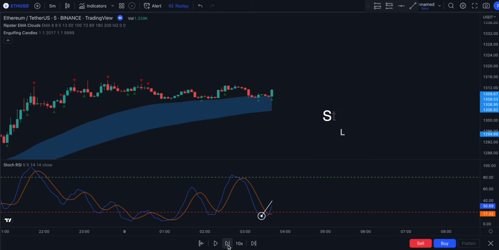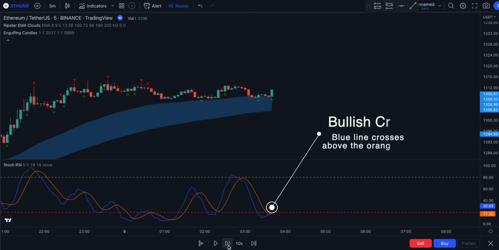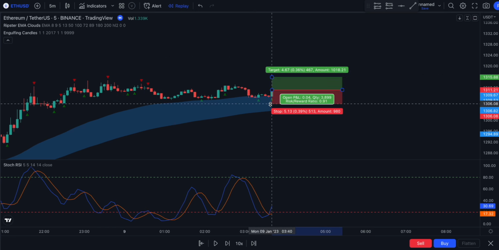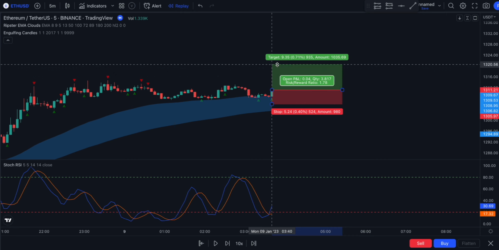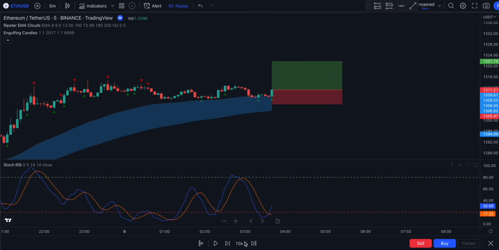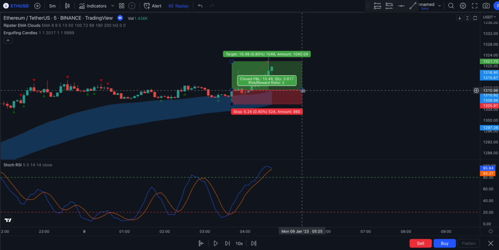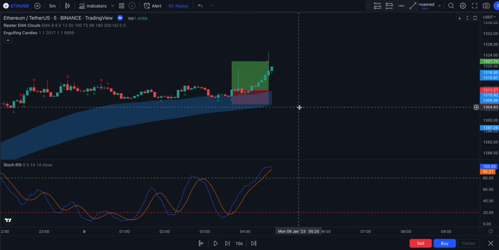Fourth, for final confirmation, wait for the stochastic blue line to cross the orange line to the upside. At the time the cross happens, the price must be closed above the cloud and an engulfing bullish candle must be present. Skip the trade if the price is closed inside the cloud. If the conditions are in place, enter a long position at the close of the trigger candle. The stop loss should be set below the recent swing low. Target at least 2 times the risk in this strategy.